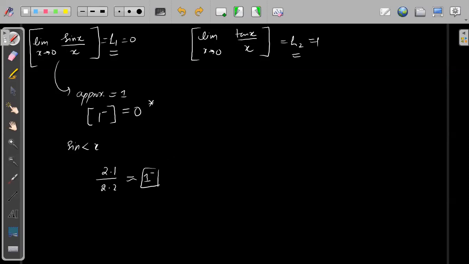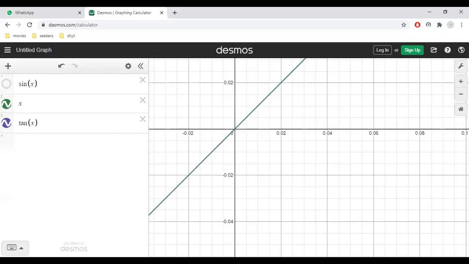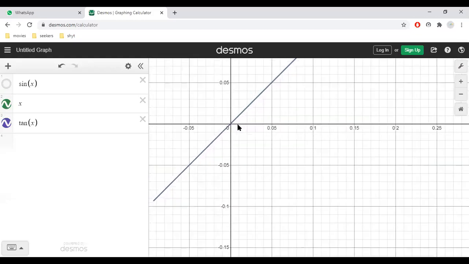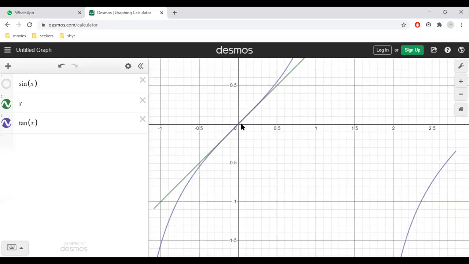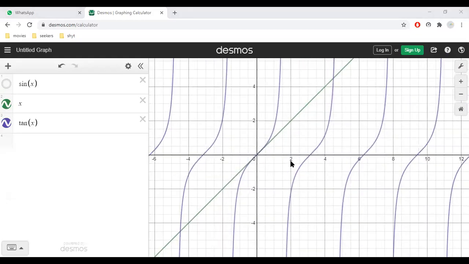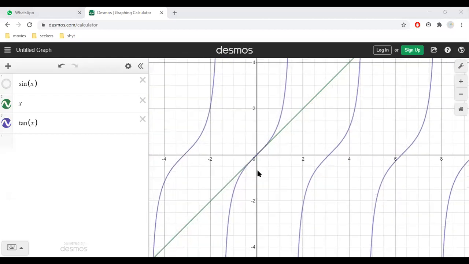Okay. Next, we have seen sine x, so let's check tan x also. See, if I remove sine x and keep tan x, this was tan x and this was x, around x equal to 0. Now again, same thing. Around x equal to 0, we can see that both of them are approaching the same value, that means 0.